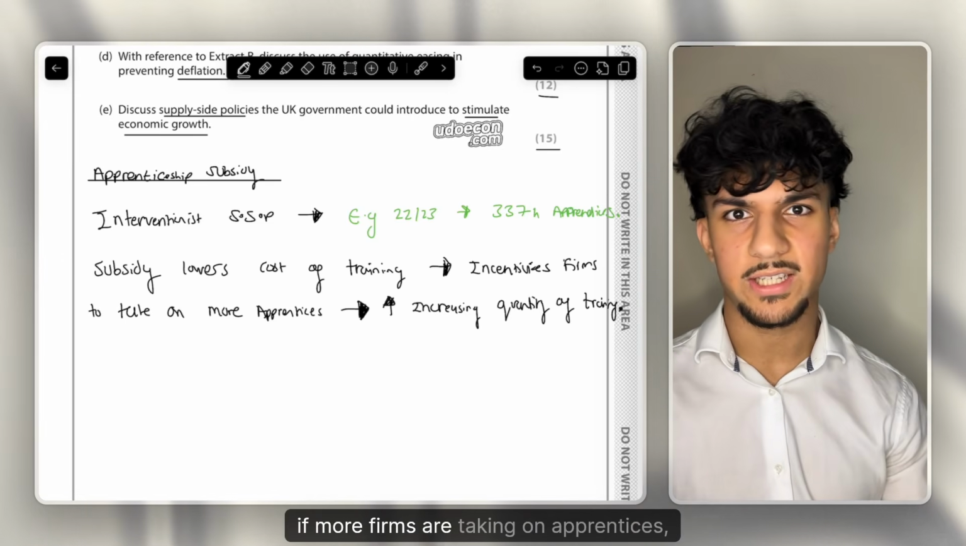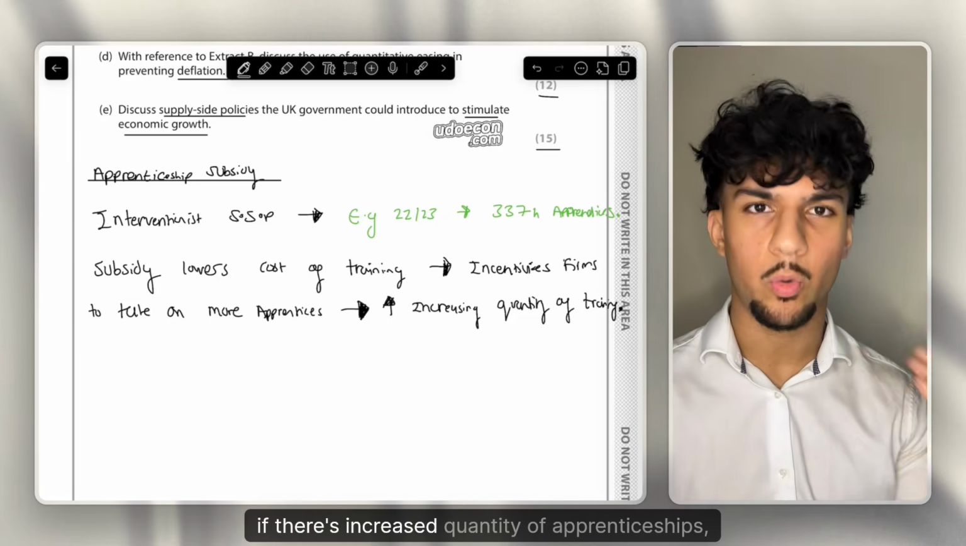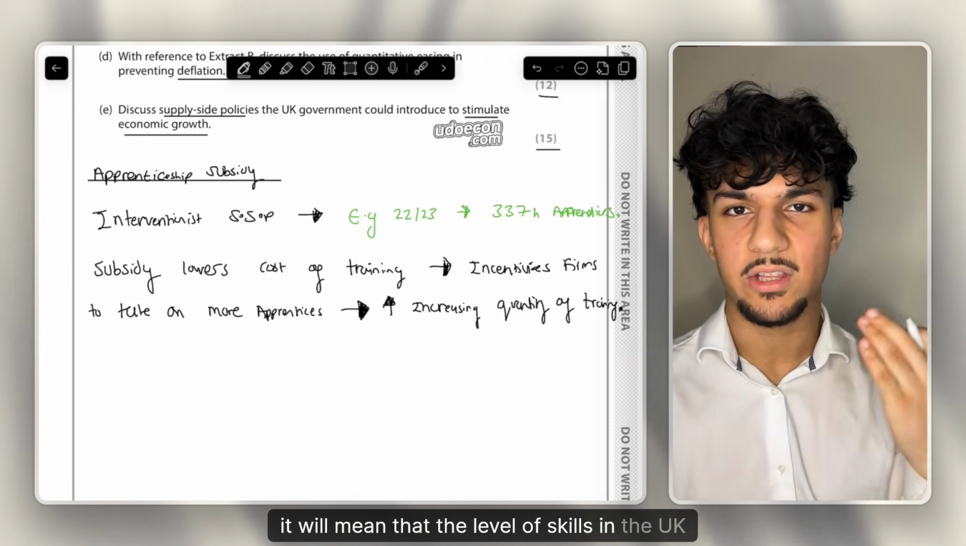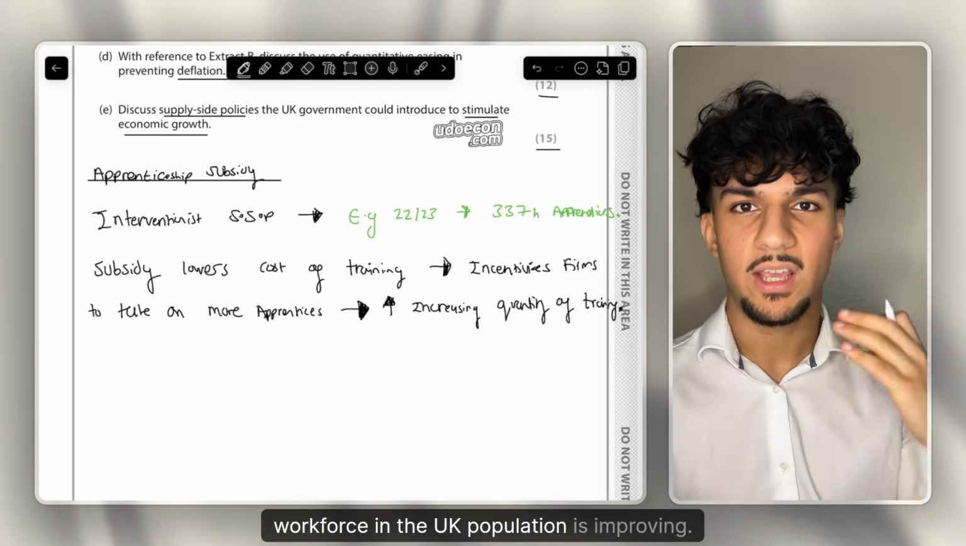Now, of course, if more firms are taking on apprentices, if there's an increased quantity of apprenticeships, it will mean that the level of skills in the UK workforce, in the UK population, is improving.